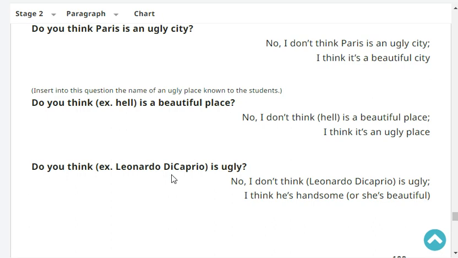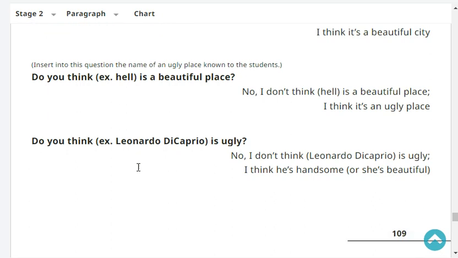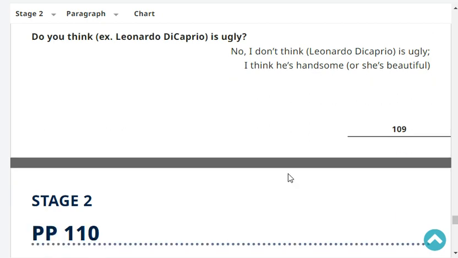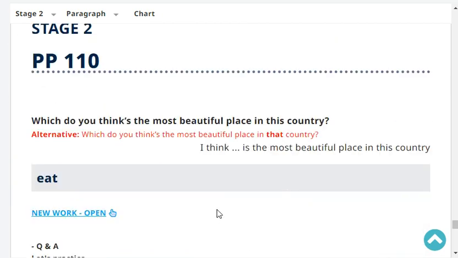Do you think Brad Pitt is ugly? No, I don't think Brad Pitt is ugly. I think he's handsome. Very good. Okay. Which do you think's the most beautiful place in your country?